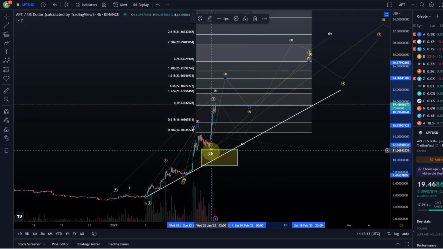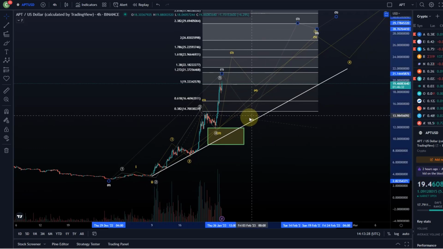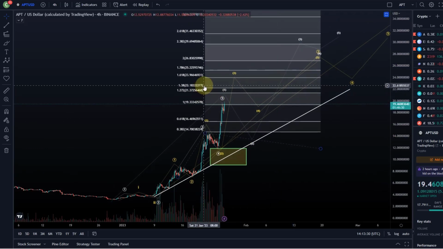At the moment, I don't have confirmation that we are in the yellow count because we haven't reached the 1.618 extension yet. When we do, I will start to put a support area on the chart for you, which is going to be relevant for this wave 4 pullback. If we turn around before that, then I will put a support area on the chart that is relevant for the wave 2 pullback. So that's how we can manage it.